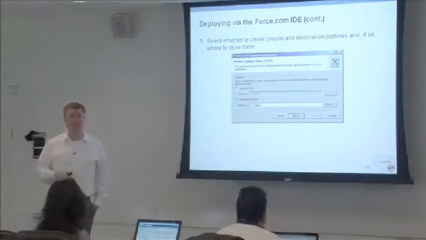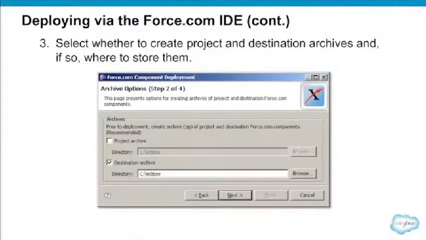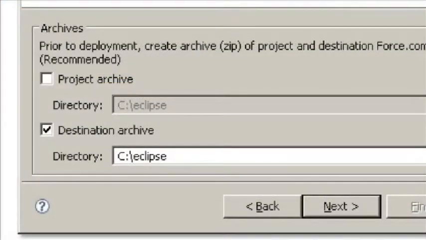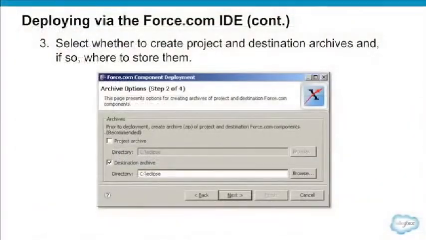It's going to prompt you to make an archive. Now, by default, the destination archive is checked, and the project archive is not. And the reason is that the destination archive is essentially a zip folder of your source directory of what you're about to overwrite. So in other words, if we're going to be deploying to production, that is the destination, and in the real world, we're going to want to check that box to back up those definitions of the components that we are about to overwrite.